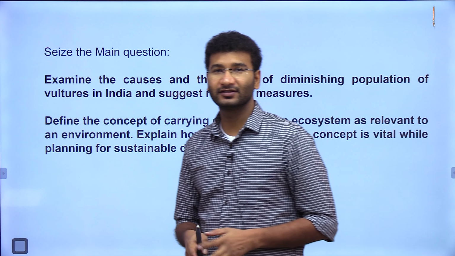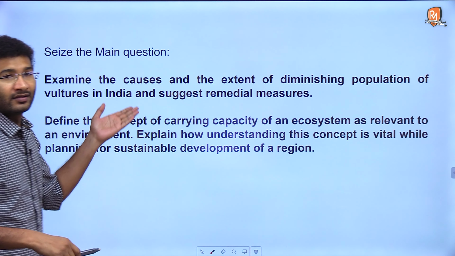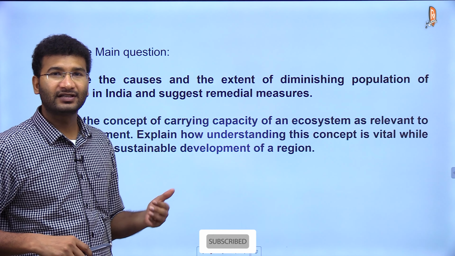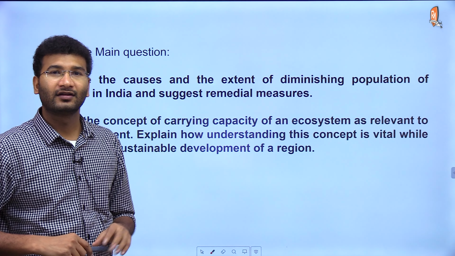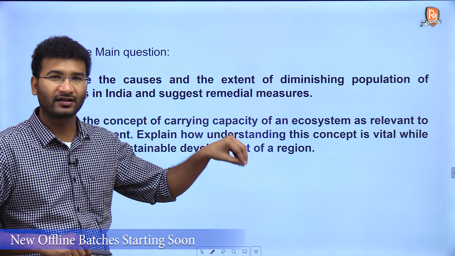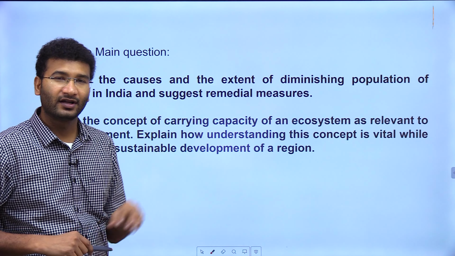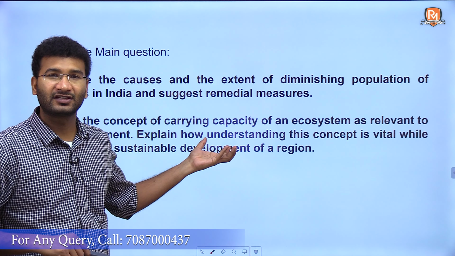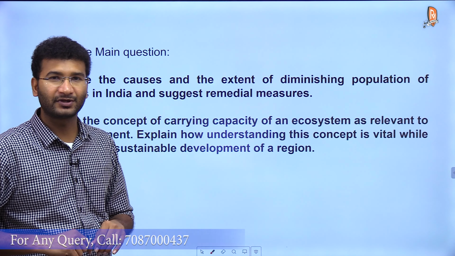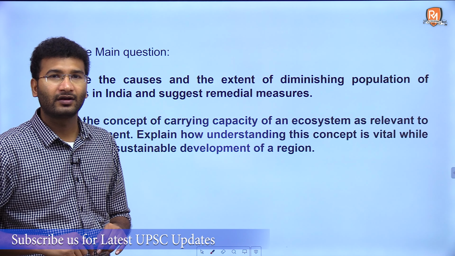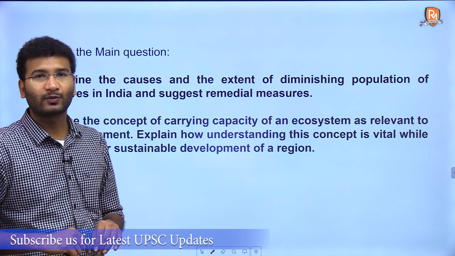So today's question is regarding the concept of carrying capacity, which has been discussed in the miscellaneous topics, with respect to the importance of carrying capacity for the Lions in the Gir National Park and the Kuno National Park. In that context, the question is being brought. This is also one of the previous year questions asked in the UPSC examination. Now this is to train you to write these kinds of questions. Let's directly look into the question here.